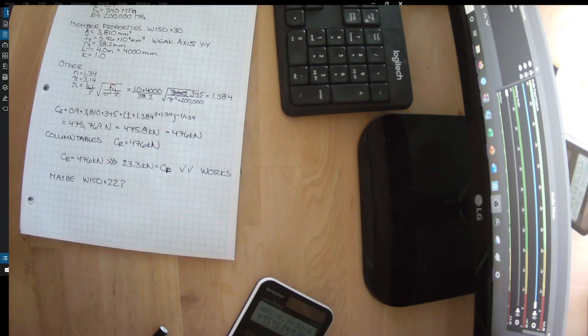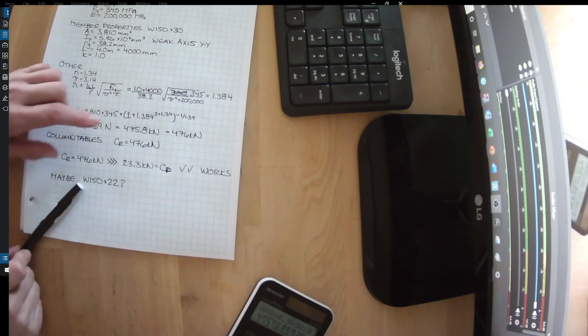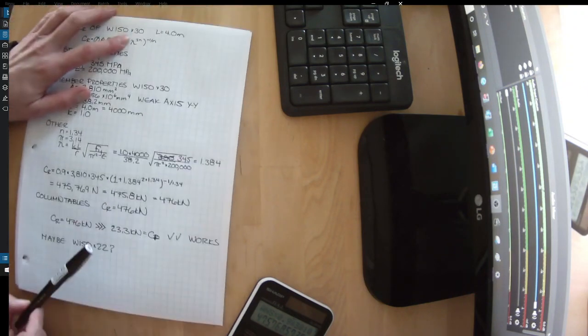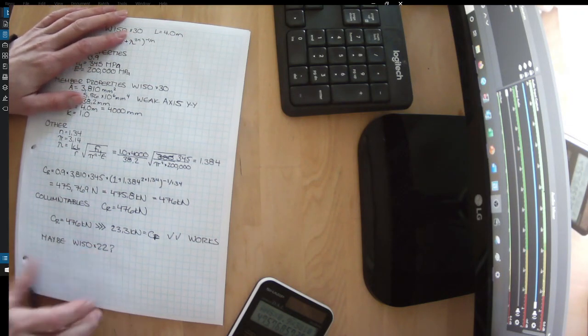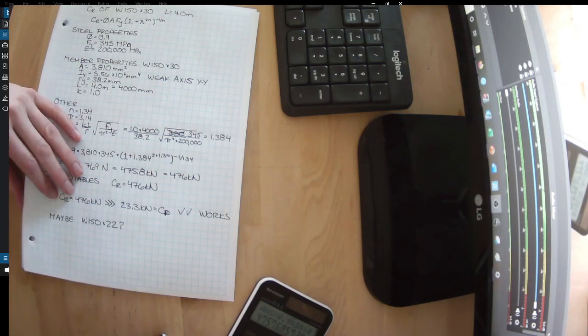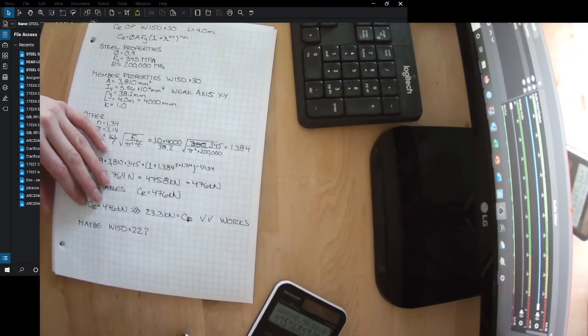So my job is to tell them it works and not tell them they have to change it, but to say, hey, maybe you want to go with this lighter member, because remember, this is a 150 by 30, which means it's heavier than the 150 by 22. So maybe you could save some money by going with this one. So I let them know so that they can make their decision. I don't know what their governing design criteria was in that selection.